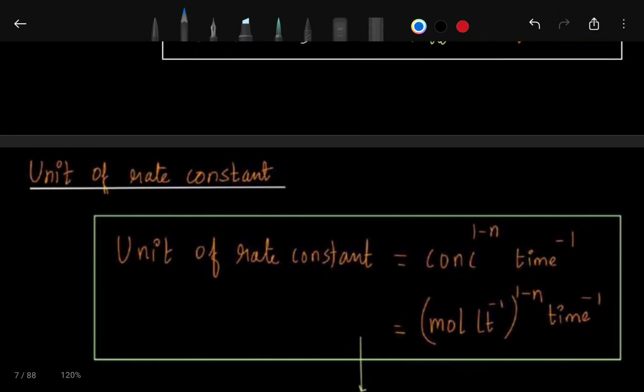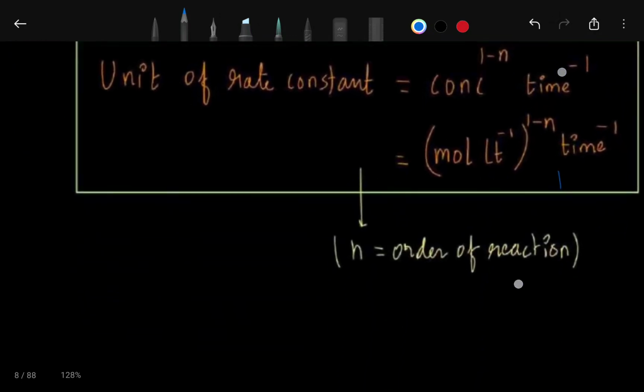What is the unit? We first finalize the units. The unit is concentration to the power 1 minus n and time to the power minus 1. What is the meaning? Mole per liter to the power 1 minus n and time to the power minus 1, where n is the order of the reaction.